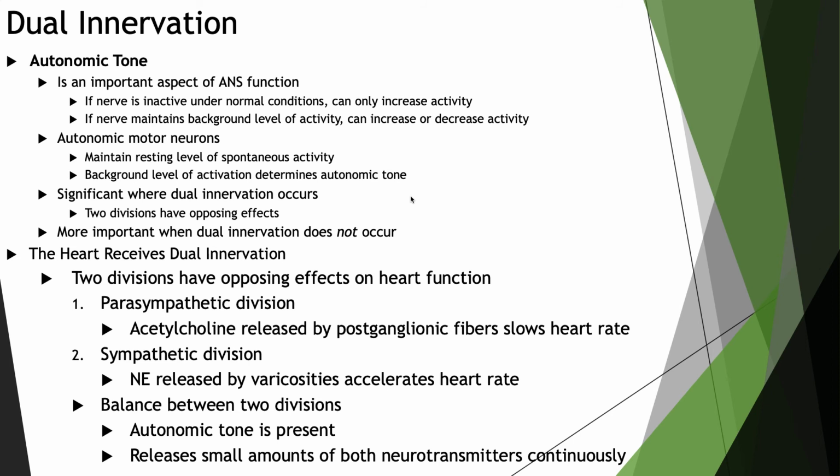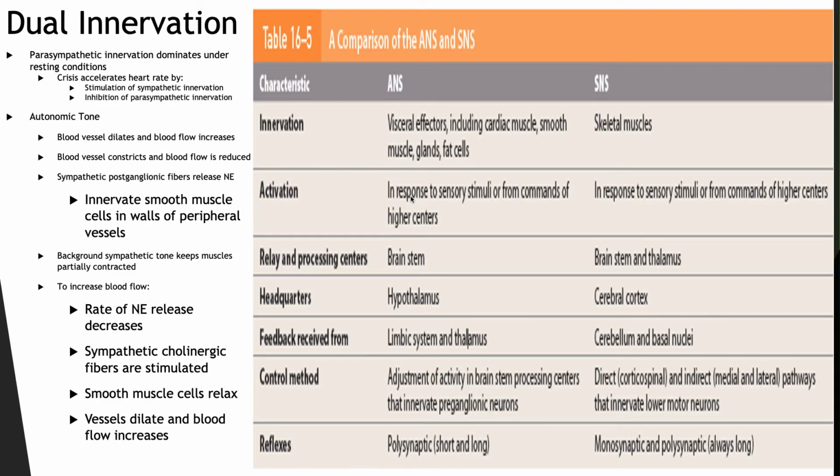Acetylcholine released by postganglionic fibers of the parasympathetic division causes a reduction in heart rate. Norepinephrine released by varicosities of the sympathetic division accelerates heart rate. Small amounts of both of these neurotransmitters are released continuously, creating autonomic tone. However, the parasympathetic division dominates under resting conditions. Heart rate can be controlled very precisely to meet the demands of active tissues through small adjustments in the balance between the parasympathetic stimulation and the sympathetic stimulation. In a crisis, stimulation of the sympathetic innervation and inhibition of the parasympathetic innervation accelerate the heart rate to the maximum extent possible.